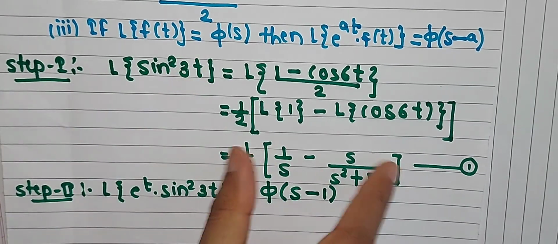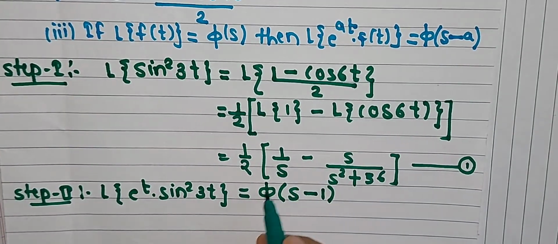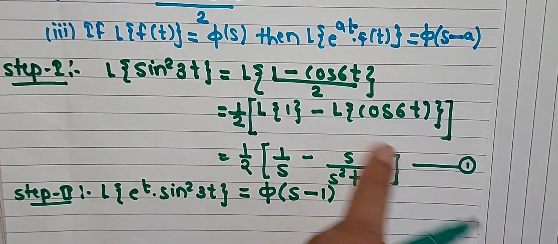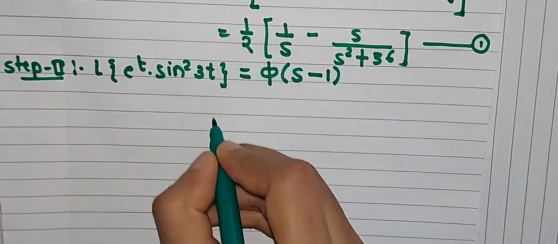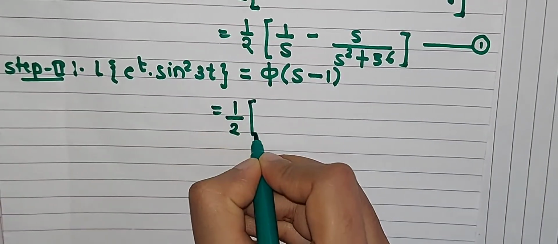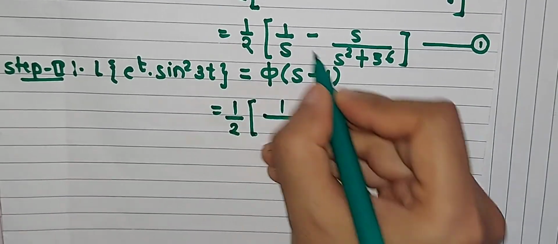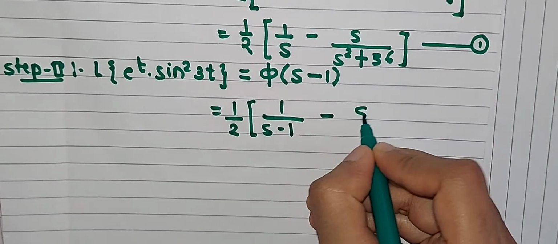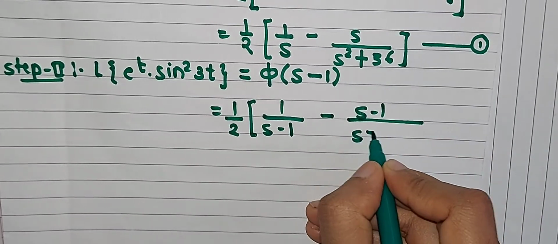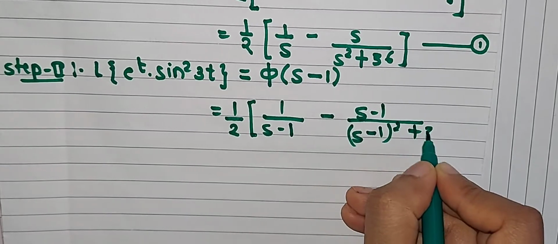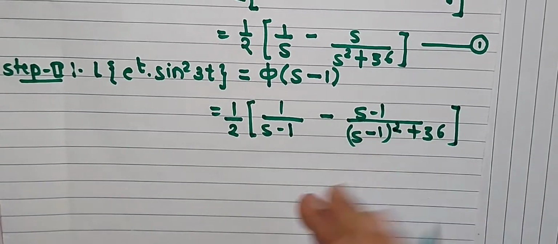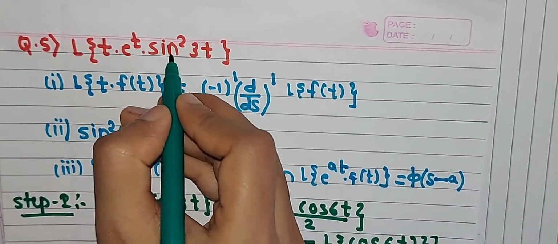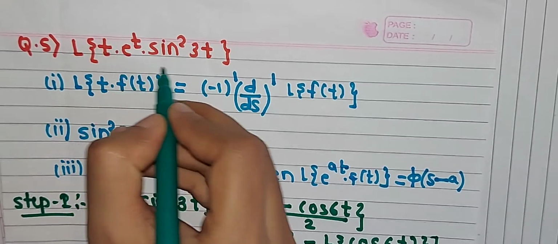When we have this function as phi of s and we try to find phi of s minus 1, just replace s by s minus 1 in equation number 1. Then we get: take 1 by 2 as it is, then 1 upon s is replaced by s minus 1, minus s is replaced by s minus 1, divided by s minus 1 its square plus 36. So we have obtained the value of e raised to t into sin square 3t.